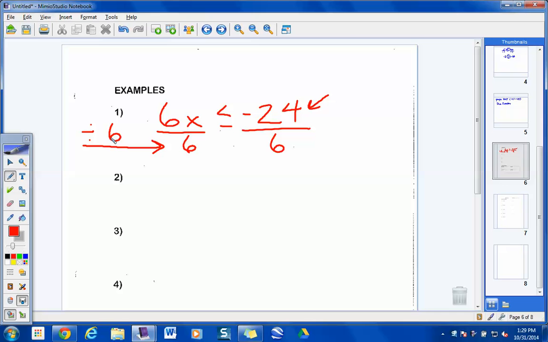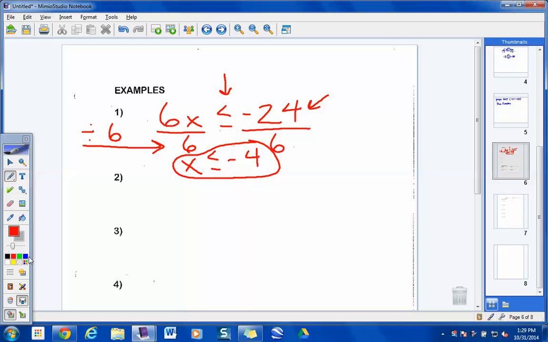So what I end up with here is x. Tell me why I'm keeping the sign the same this time and not flipping it. Our process is dividing by a positive. Good. So I'm going to have x less than or equal to -4. That makes sense? Okay. Someone I haven't heard from today, remind me why I'm not changing the sign this time? Division of a positive. Good, Brandon. All right.